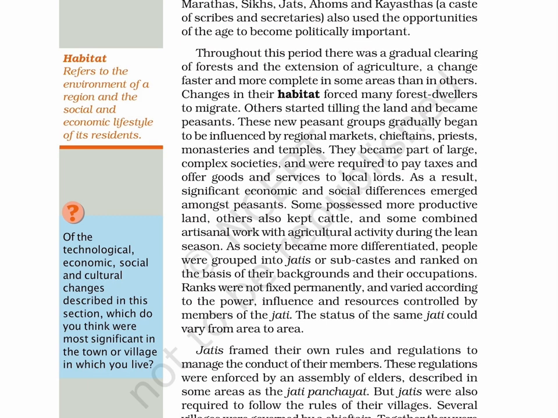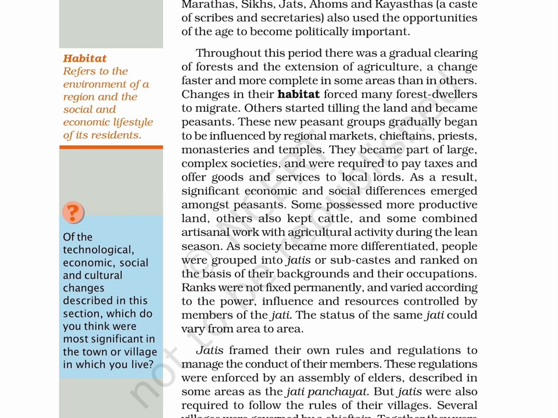These new peasant groups gradually began to be influenced by regional markets, chieftains, priests, monasteries, and temples. They became part of large, complex societies and were required to pay taxes and offer goods and services to local lords. As a result, significant economic and social differences emerged amongst peasants. Some possessed more productive land, others also kept cattle, and some combined artisanal work with agricultural activity during the lean season.